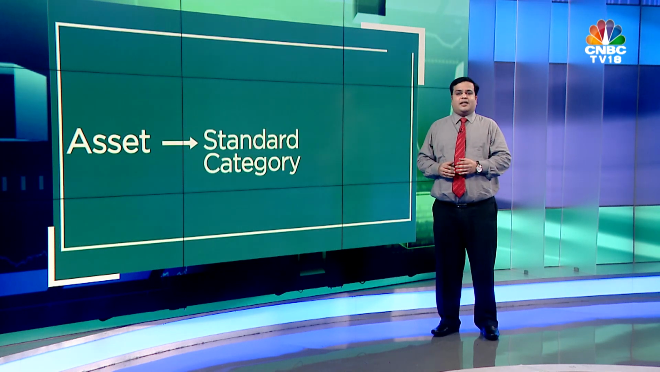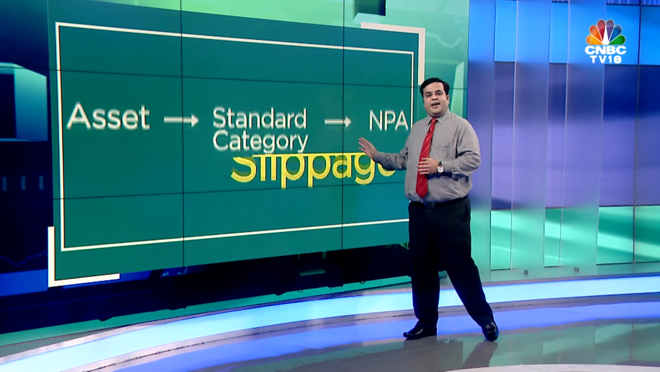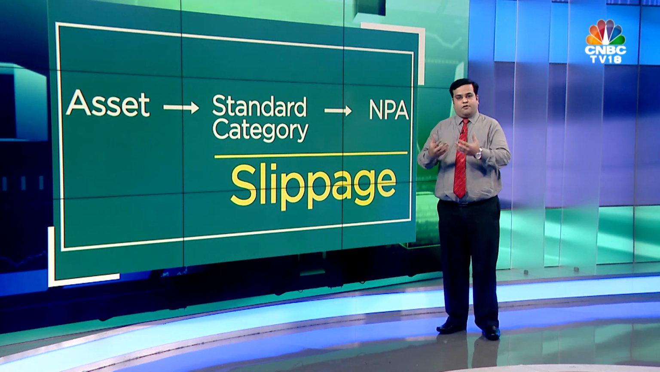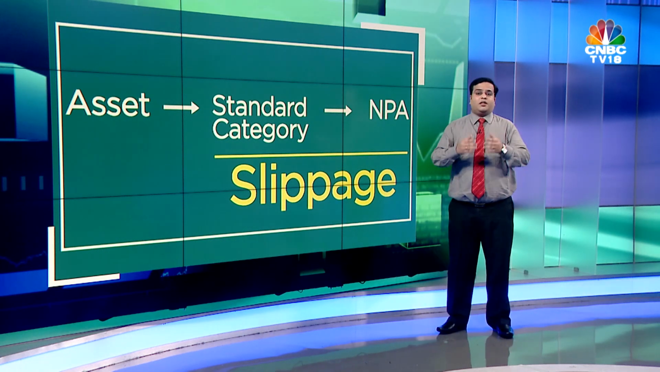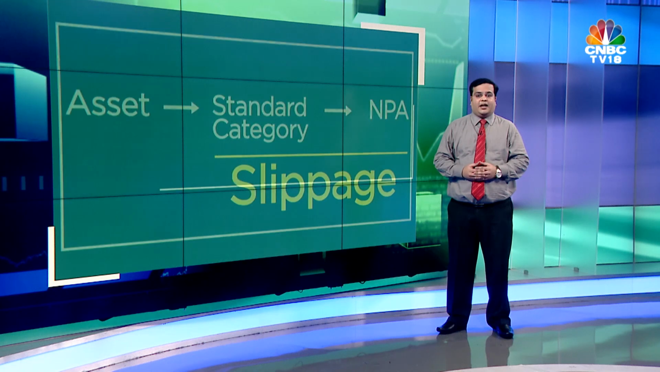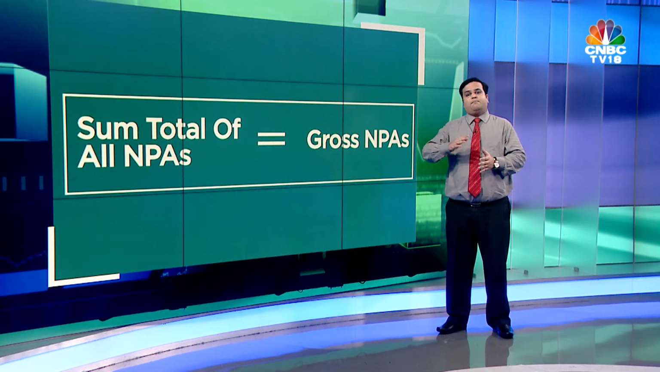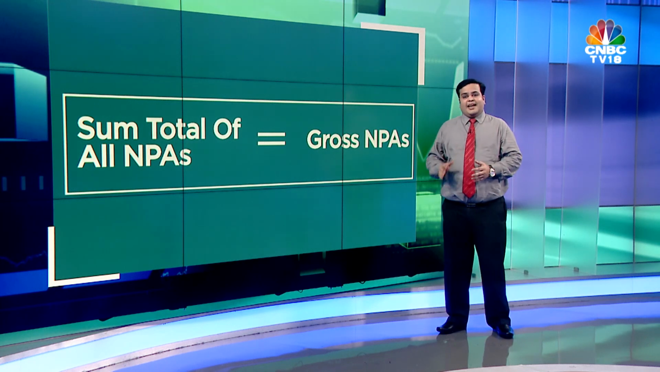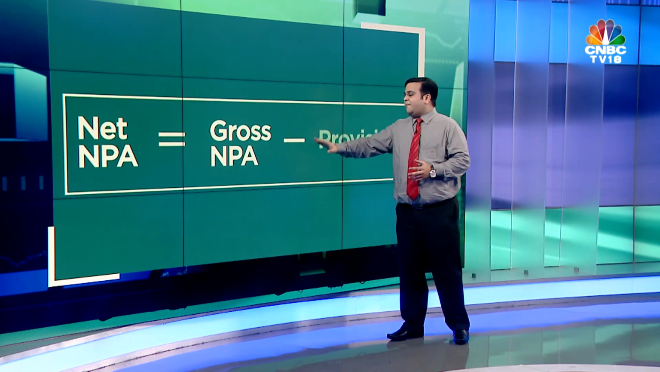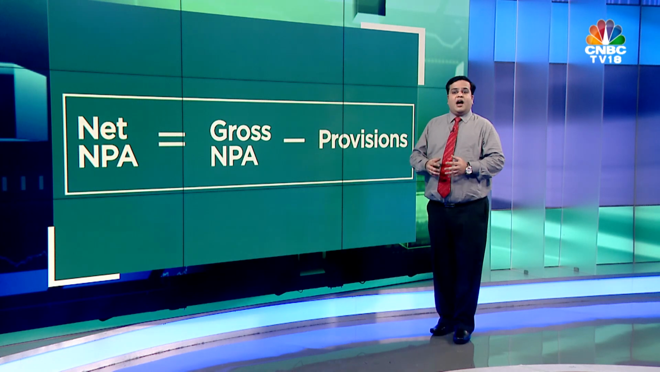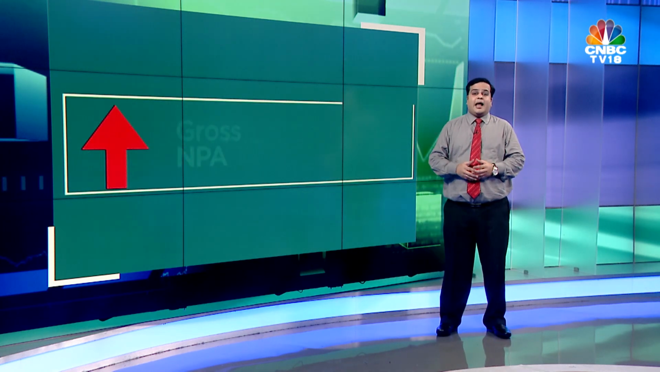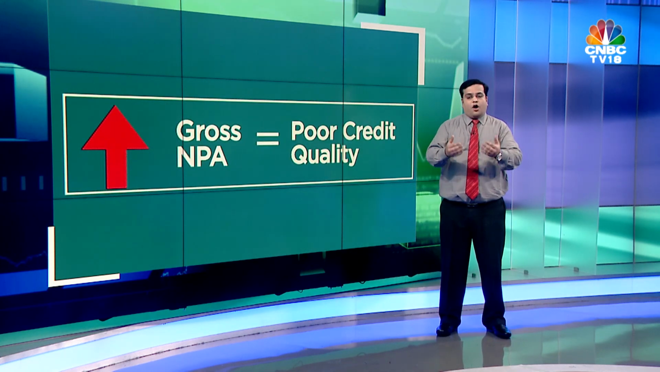In other words, what was earlier a standard asset becomes a non-performing asset or NPA. The movement of an asset from the standard category to NPA is called slippages or formation of bad loans. Let's take a look at what a gross NPA and a net NPA are. The gross NPAs are the aggregate of all loans or credit that has turned bad for a lender, and the net NPAs are nothing but gross NPA minus the provision made by the lender. A high level of gross NPA suggests that many loans given by the bank are not being repaid, and this is not a healthy sign.